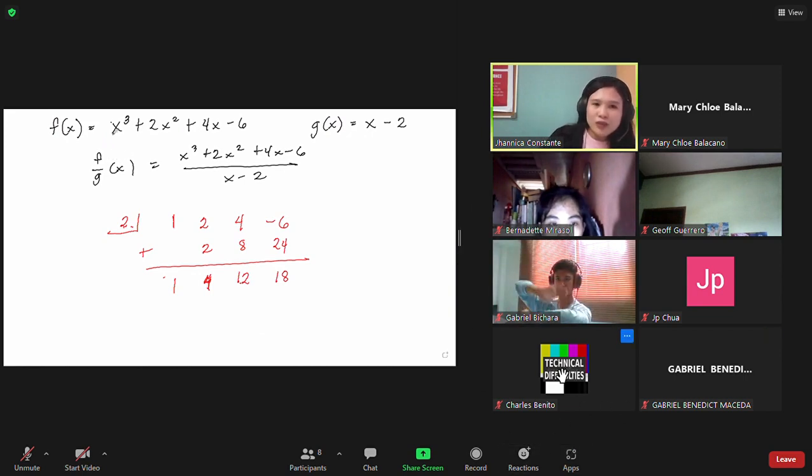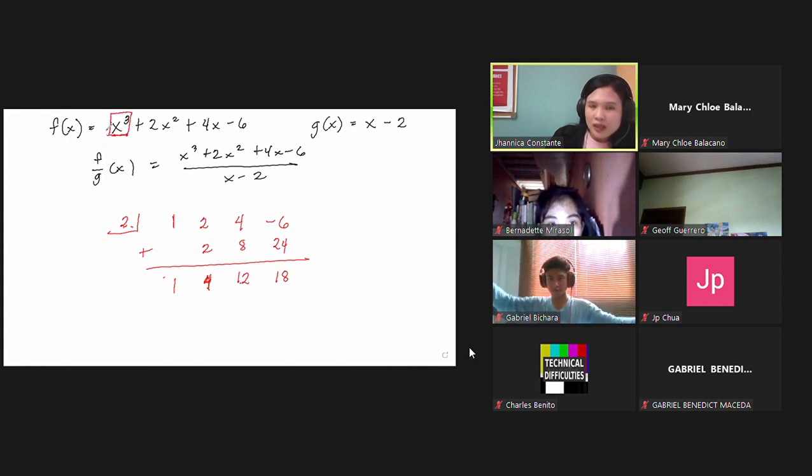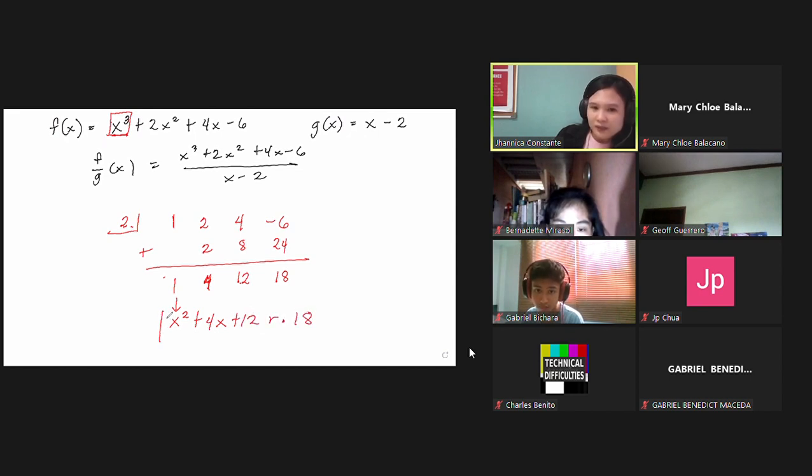Looking at the function f of x, the exponent of the first term is 3. Deduct one exponent in writing your answer for the quotient of the two functions. So the exponent of your answer will be x squared. So x squared plus 4x plus 12, remainder 18. That's the quotient of the function that we have.